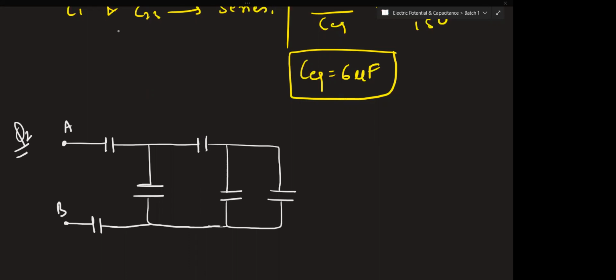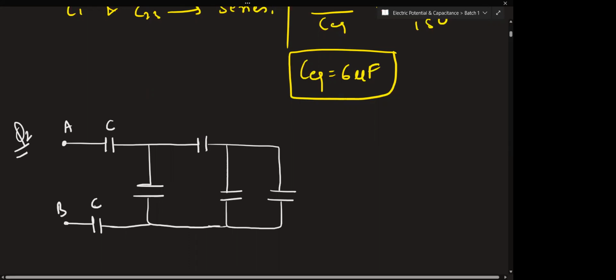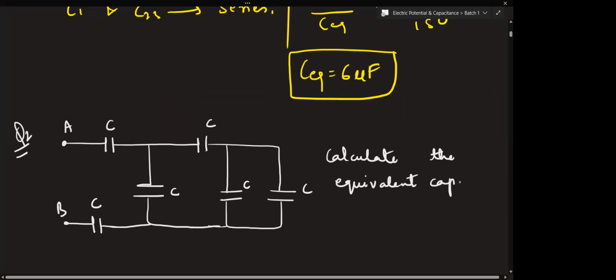See, all the capacitance values are C. Take it as capital C only. C, C, C. So answer me in terms of C only. You have to calculate the equivalent capacitance between A and B. So this looks long, but this is very easy.